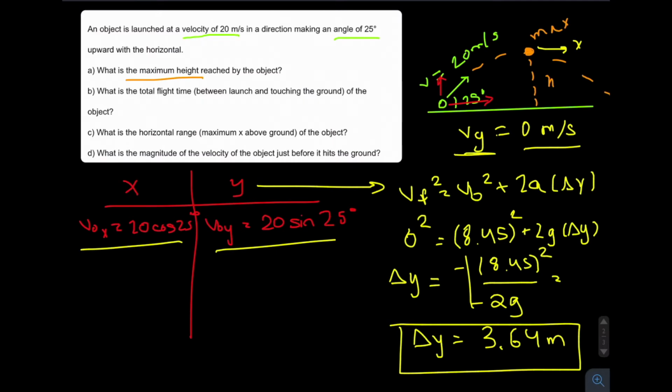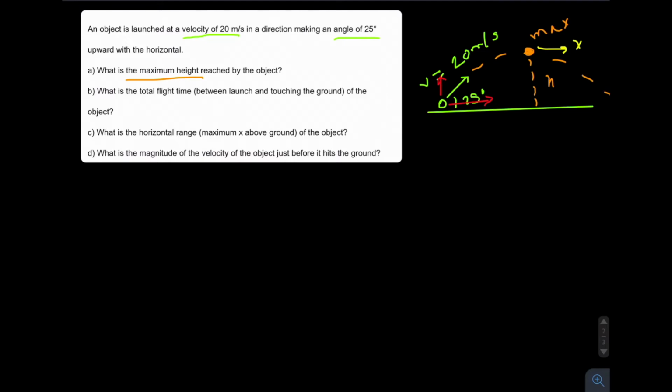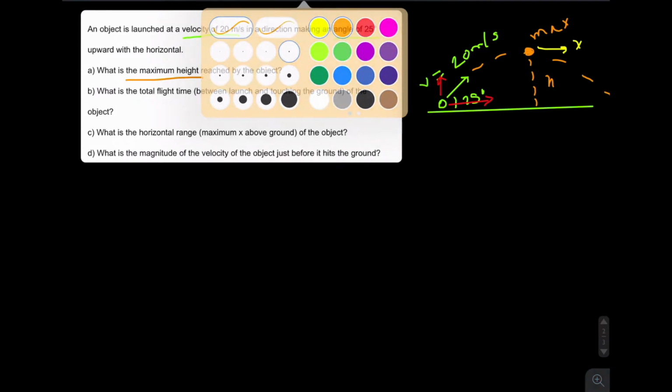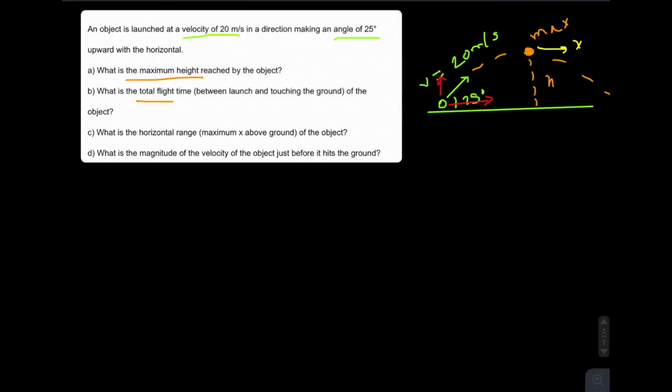Now let's go to part B. All right, so part B, it's asking for the total flight time. And again, it gives a brief description if you don't know what that means. It's launch and touching on the ground. So what it's basically saying is, how much time does it take to get from the start to the end, or when it hits the ground again? So that's what we want to find out. Now, we want to find the time.